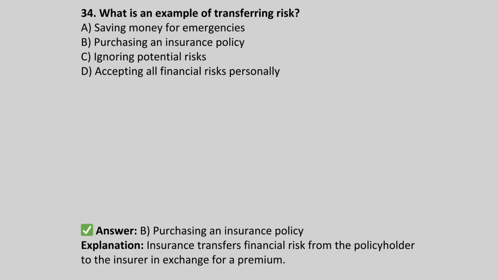What is an example of transferring risk? A. Saving money for emergencies. B. Purchasing an insurance policy. C. Ignoring potential risks. D. Accepting all financial risks personally. Answer: B. Purchasing an insurance policy. Explanation: Insurance transfers financial risk from the policyholder to the insurer in exchange for a premium.